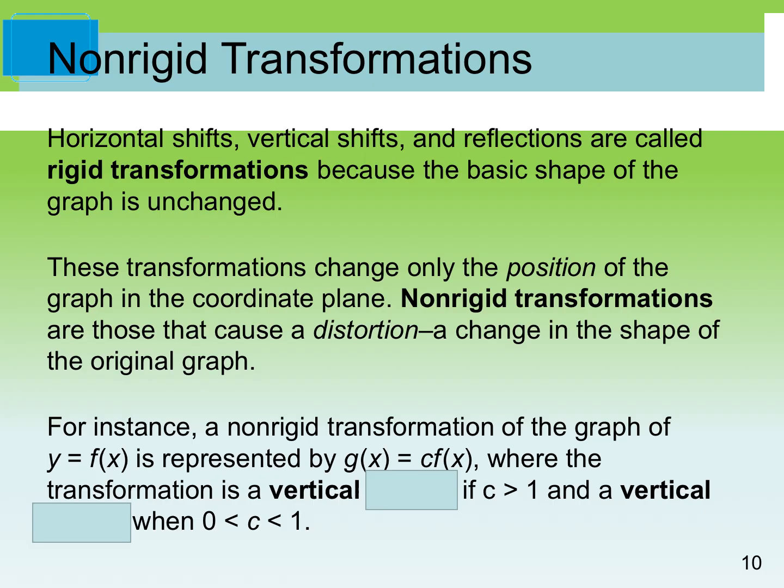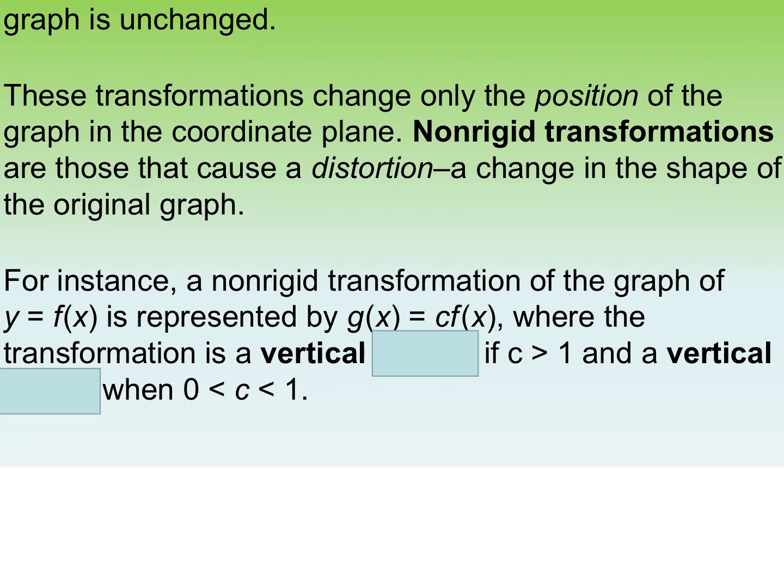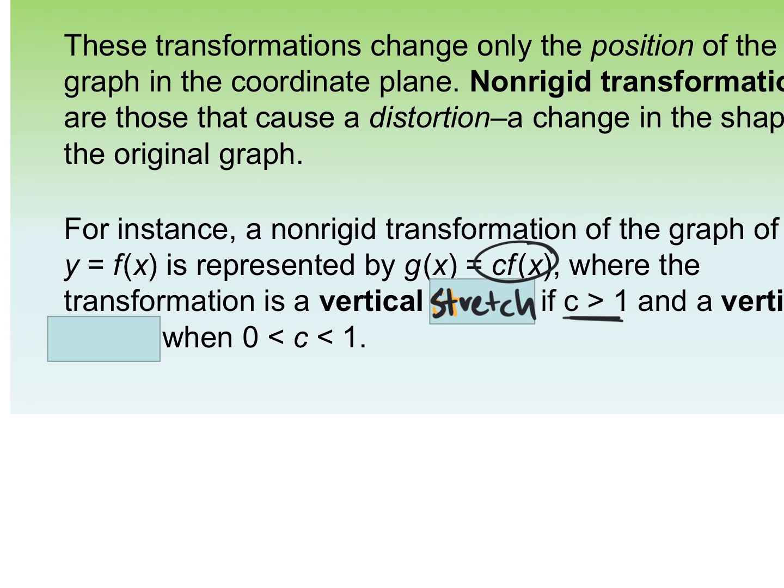Last two transformations that we have are stretches and shrinks. So if we multiply by a number that's greater than 1 on the outside, it's a vertical stretch. If you're multiplying by a number that's in between 0 and 1, like a fraction or a decimal, that would be a vertical shrink.